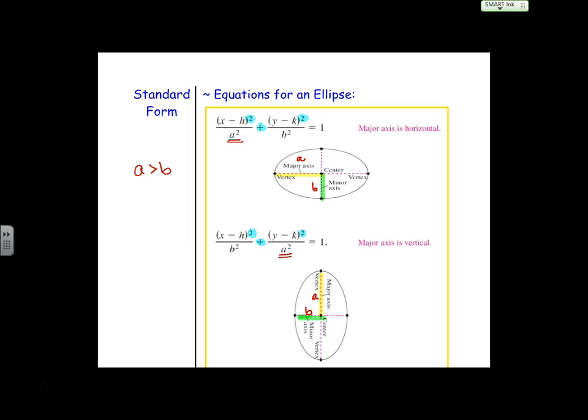Hyperbolas have a squared and a squared and a minus. Parabolas have only one squared. Lines have no squares. Okay, conic sections in a nutshell. Ready for me to keep going?